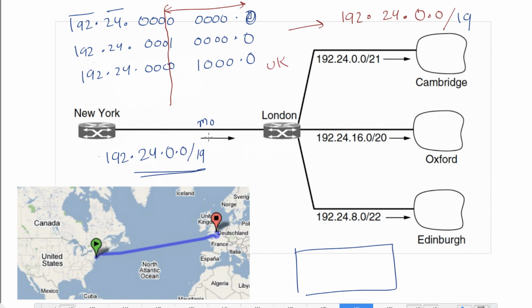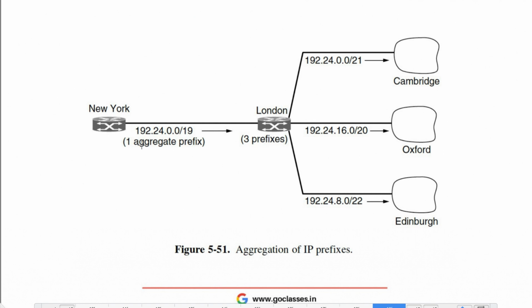So in the routing table of the New York router, it should be like this. Let's suppose this interface is M node. So if some packet is coming for this network, then it should get forwarded to M node. This is the routing table for New York, right? So you are forwarding from New York to UK. See here, we only have one aggregated prefix, which is 192.24.0.0/19. And here we have three different IP addresses, three different networks. So once it comes to this router, it obviously has to have these three entries. So it will distinguish which university this packet is going to. That's how supernetting works. I hope you got the idea.